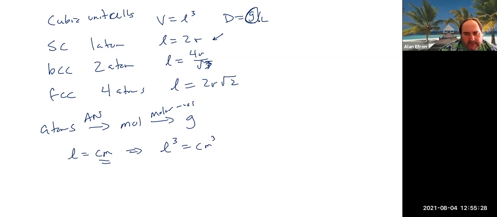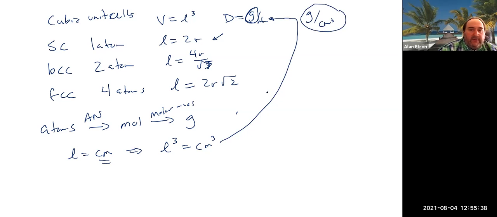I'm sorry, grams per milliliter here. And that is obviously the milliliters or the cubic centimeters, which is more likely what the units would be. And that's how we get to basically our grams per cubic centimeter. Any questions on solids and cubic unit cells?